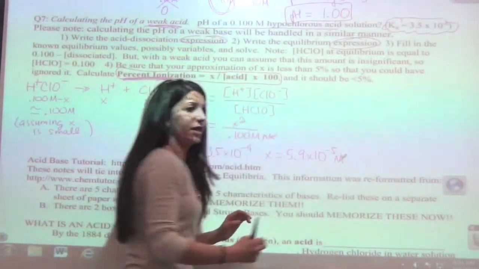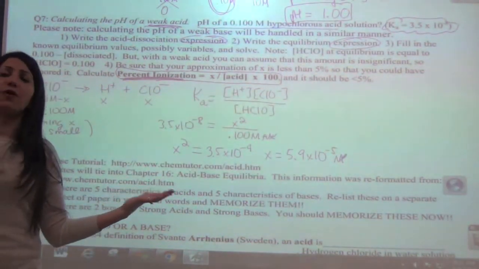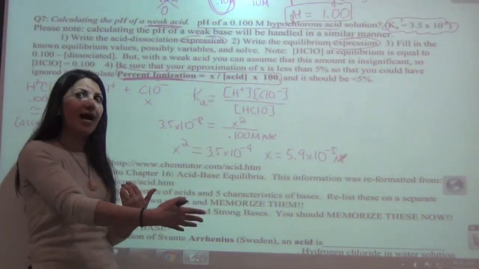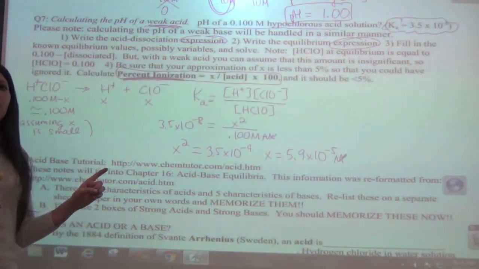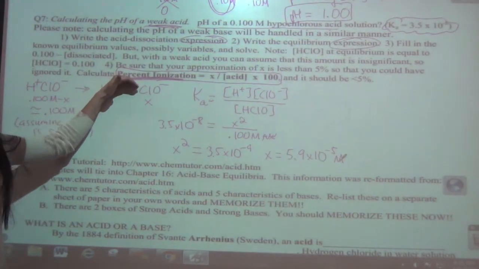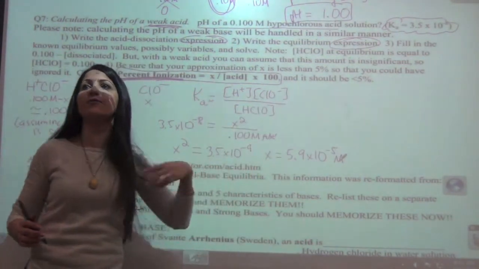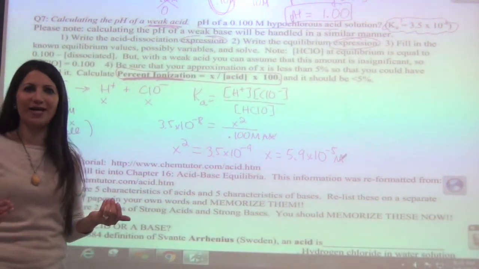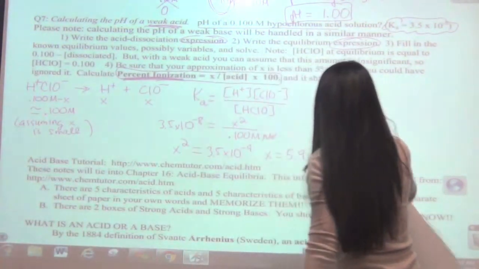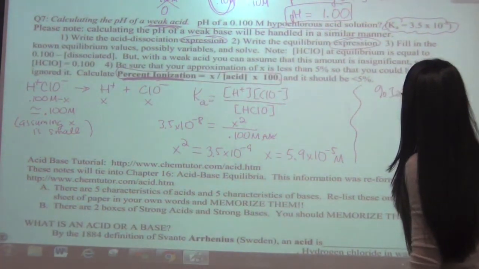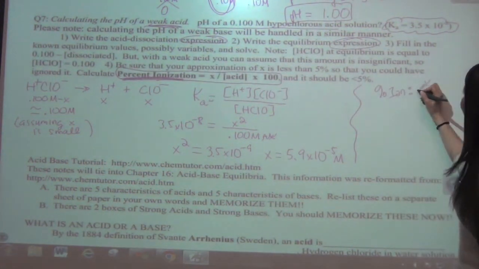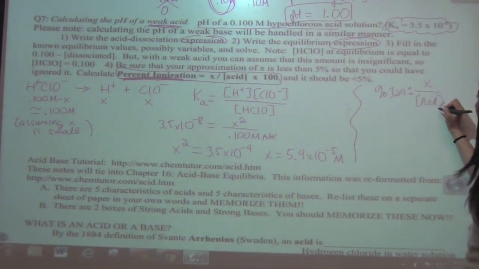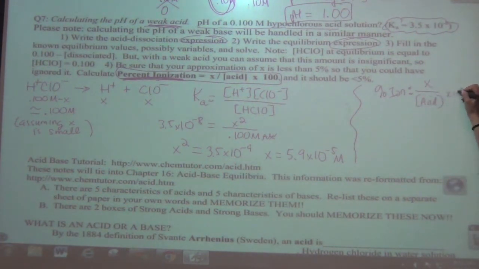And this is molarity. Okay, now, we know that's a small number, right? It's 0.000059. But we still need to make sure that we check our 5% rule to see. It needs to be less than 5%, okay? But again, you can't do this until after you solve for X. You can't do it beforehand. So what I'm going to do is my percent ionization is simply X over the concentration of my acid, whatever my acid concentration originally was, times 100.